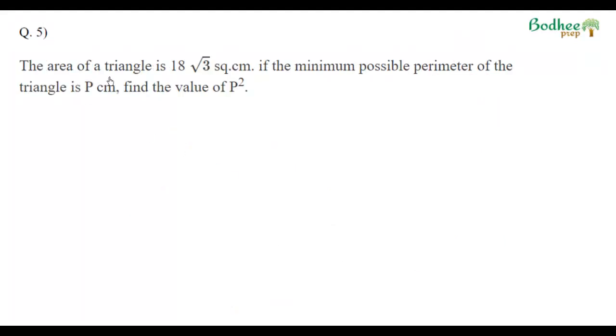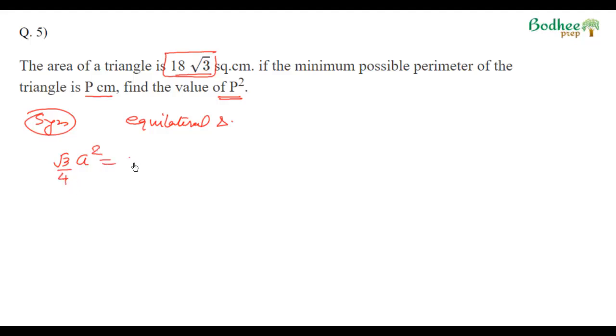Now in this question it says that the area of the triangle is given to us, and if the minimum possible perimeter is P, then we need to find the value of P square. Now it's quite obvious that the perimeter will be minimum when the triangle is symmetrical. The most symmetrical triangle which we can have is an equilateral triangle, right? So in the case of an equilateral triangle only, the perimeter would be minimum for the given value of area. So let us assume that A is the side of the equilateral triangle, then the area would be root 3 by 4 A square, which is equal to 8 root 3.